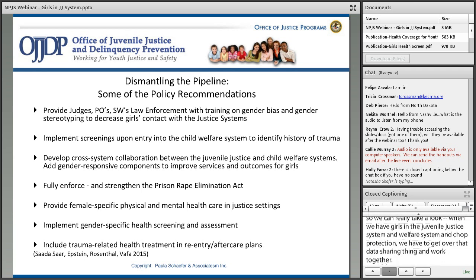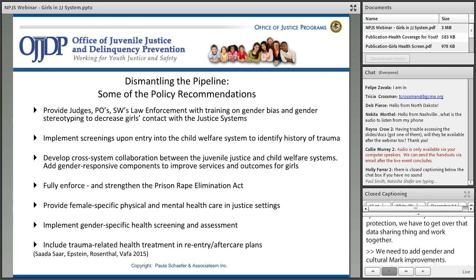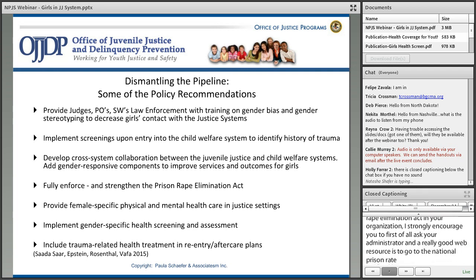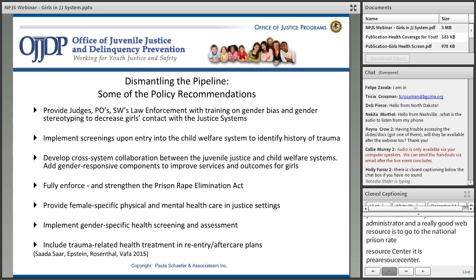We need to fully enforce and strengthen the Prison Rape Elimination Act. If you are not familiar with the Prison Rape Elimination Act in your organizations, I strongly encourage you, first of all, to ask your administrators about that, and then a really good web resource is the National Prison Rape Resource Center, at PREA resource center.org, to find out more information. The whole Prison Rape Elimination Act, as it relates to juvenile services, is about ensuring that youth are not sexually assaulted by other youth and that they're not sexually assaulted by staff in programs.